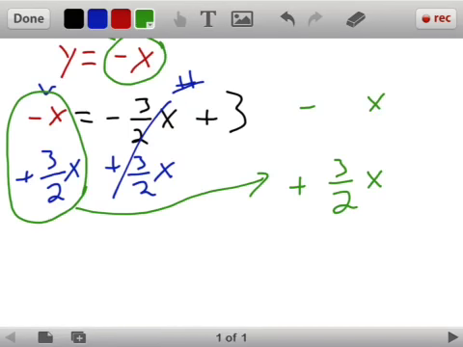So what I have is a negative x and a positive 3 over 2x. And Logan, you want to say hi? Can you say hi? Hi. All right. Now you have to be quiet because I'm making a video for some students, okay? But you can watch. All right.